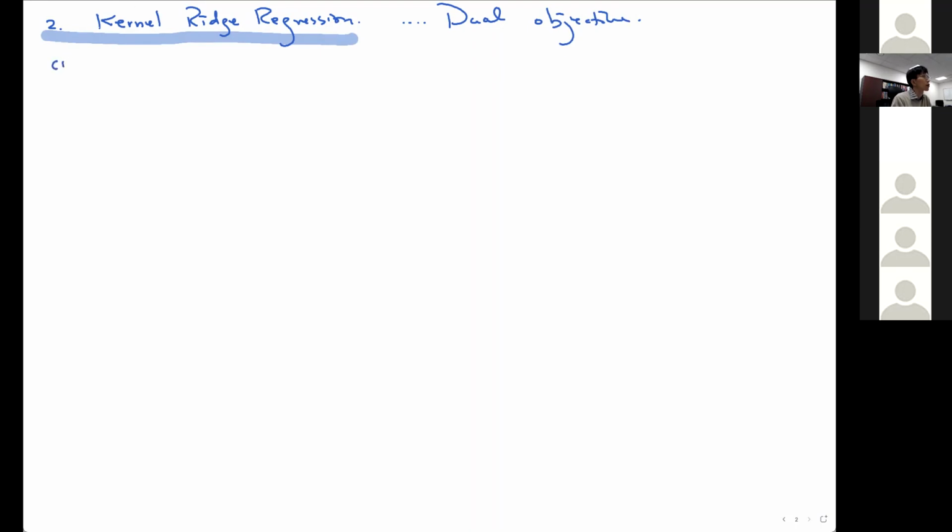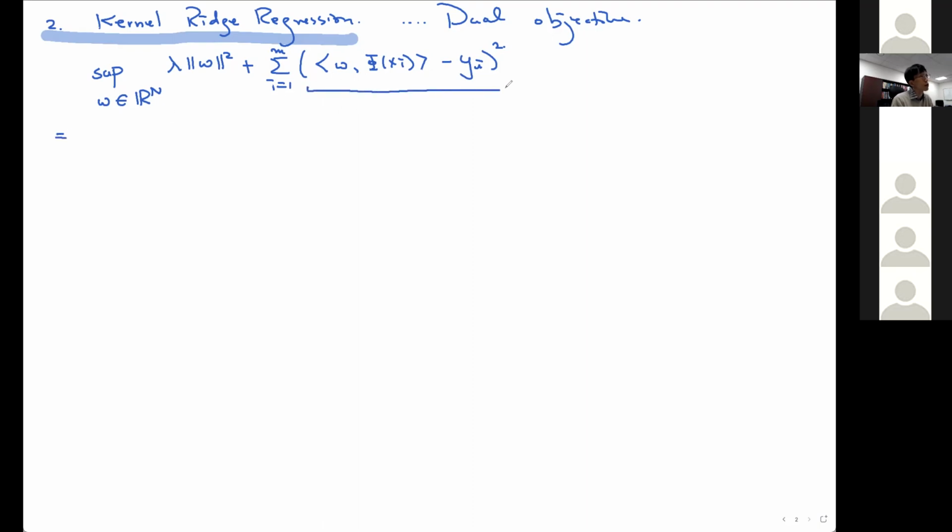We start with the original objective, where I will replace maximum by supremum, over W. We have lambda times the norm of W squared plus the empirical error, which is the sum over i of W·Φ(xi) minus yi, squared. Then the first step is that we will introduce some extra variable, called psi i, that expresses this term.